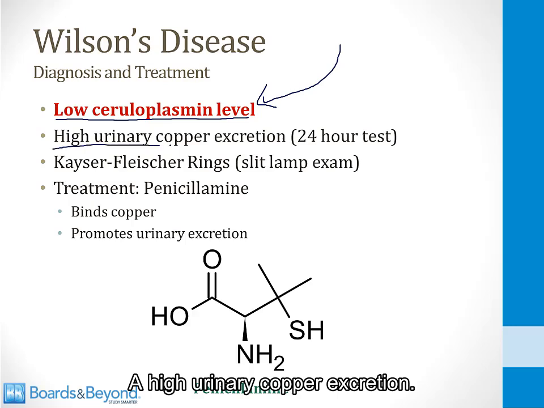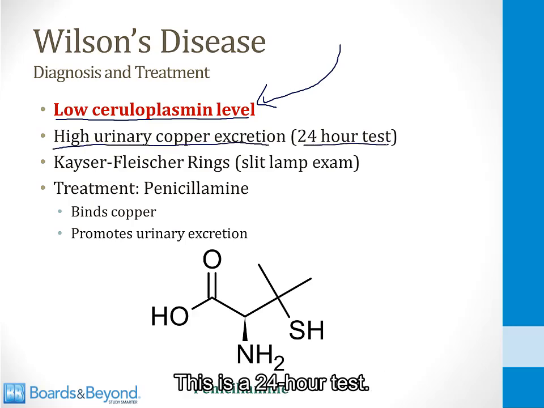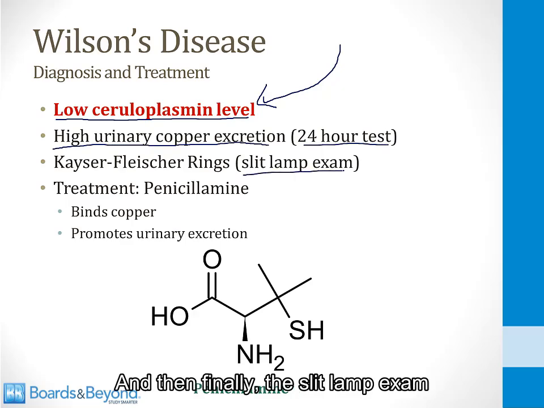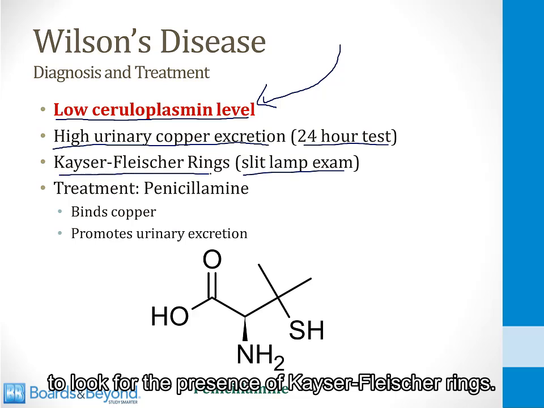A high urinary copper excretion. This is a 24-hour test. You collect the urine and analyze it for the amount of copper. And then finally the slit lamp exam to look for the presence of Kaiser-Fleischer rings.